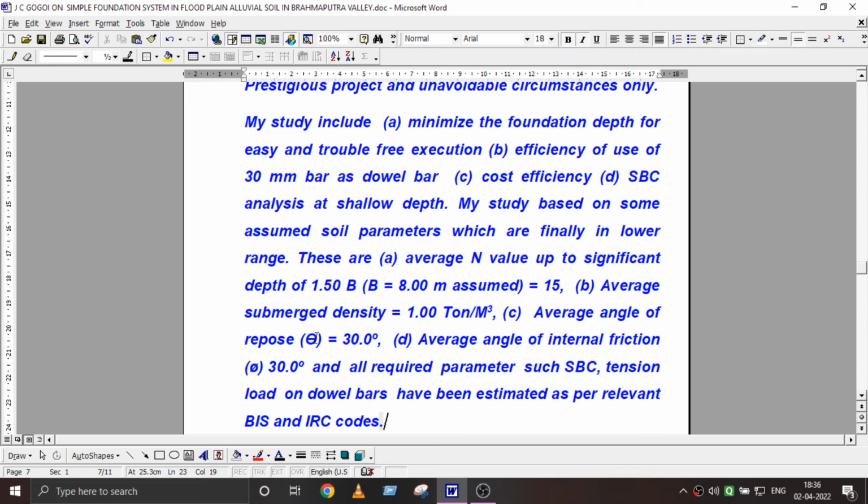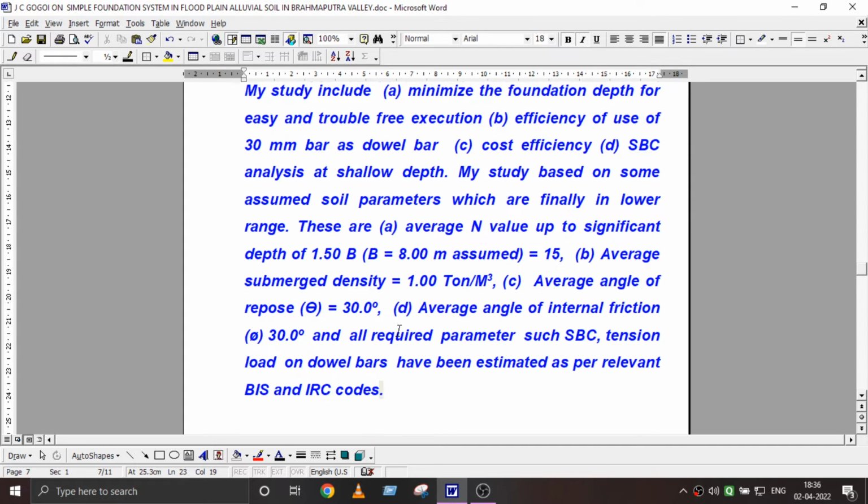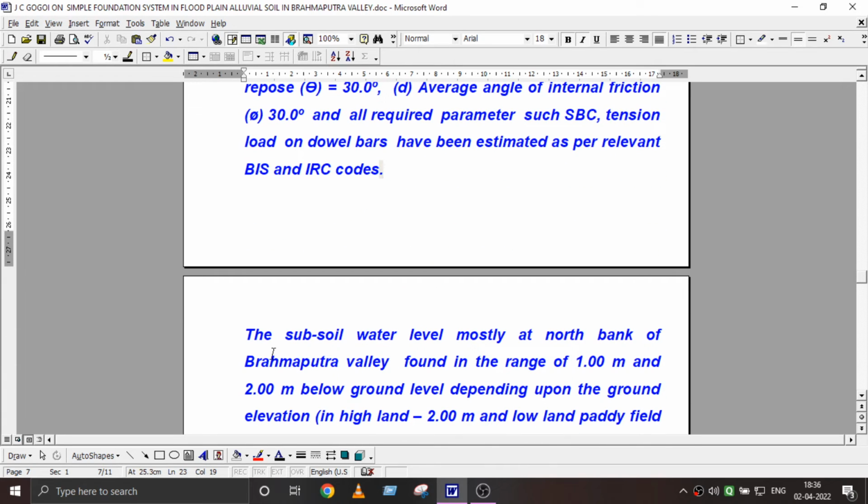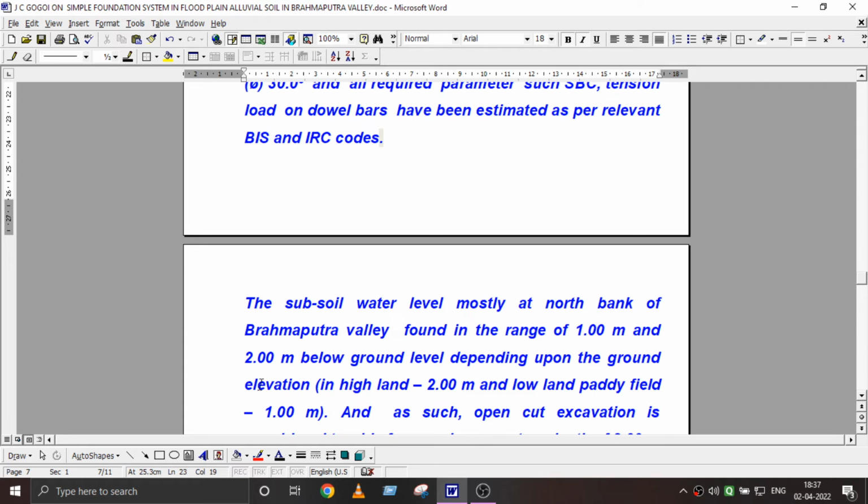So I am considering the soil is very loose. So in the worst condition, what parameters shall I have adopted? The subsoil water level, mostly at the north bank of the Brahmaputra Valley, is found in the range of 1 meter to 2 meter below ground level depending upon the ground elevation. In highland it is 2 meter, in lowland paddy field it is 1 meter.